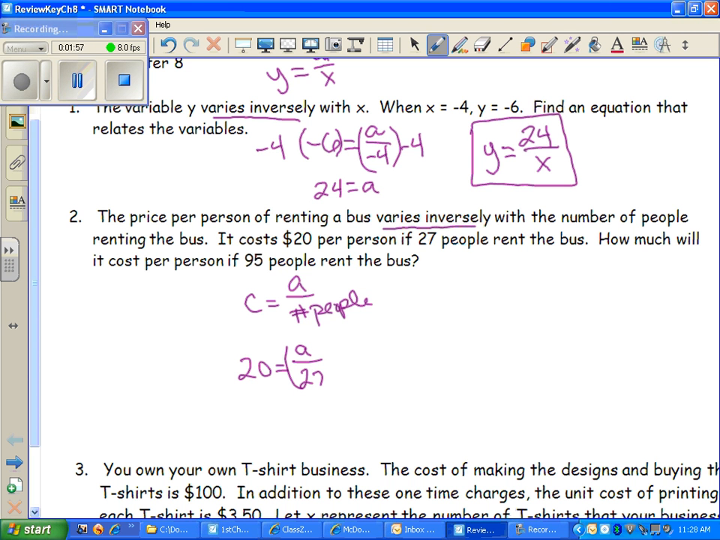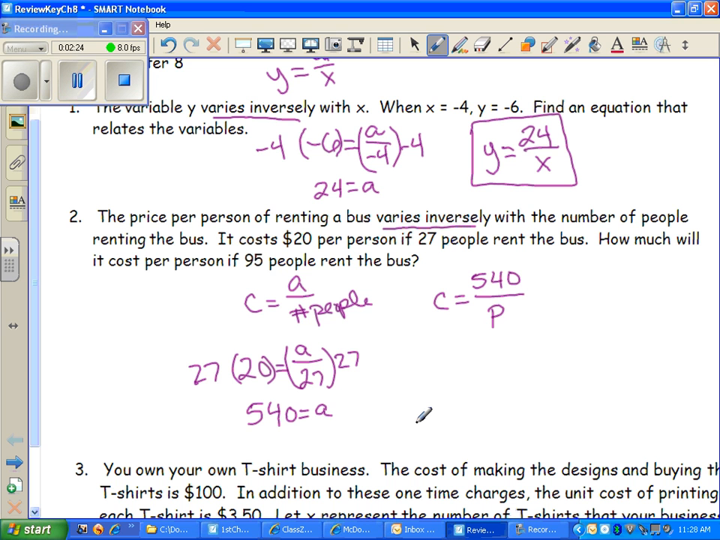So again, like the previous problem, we need to multiply by 27 to figure out what a is going to be. So I'm multiplying by 27 here. 20 times 27 is 540. So a is 540. So now I'm going to write my equation. My cost is 540 divided by the number of people. I'm going to put P for people.